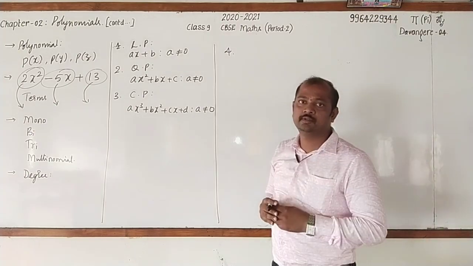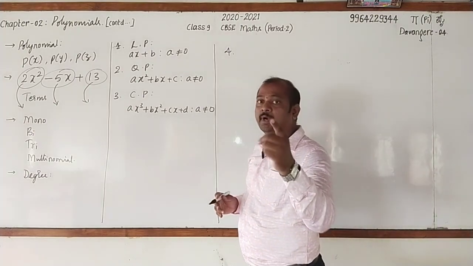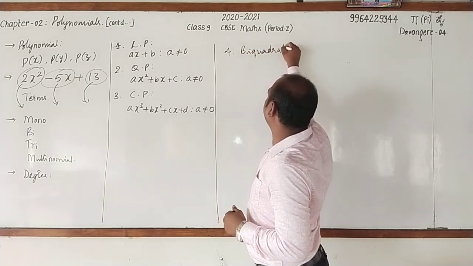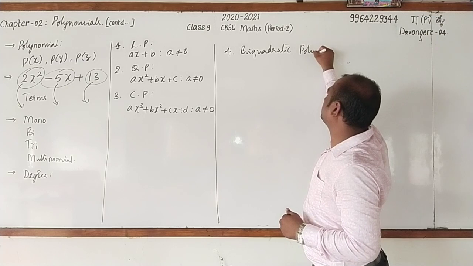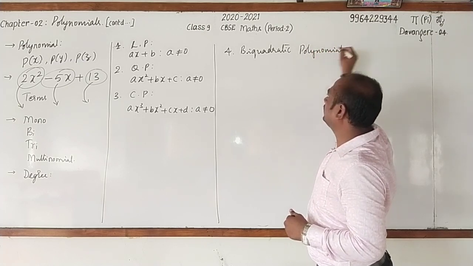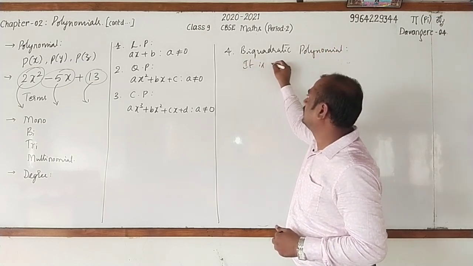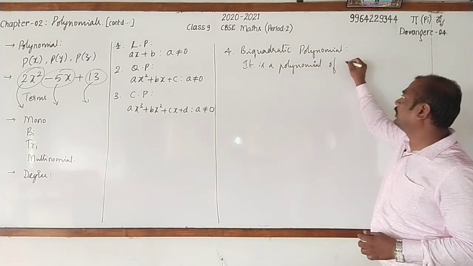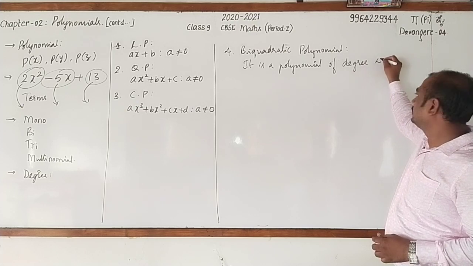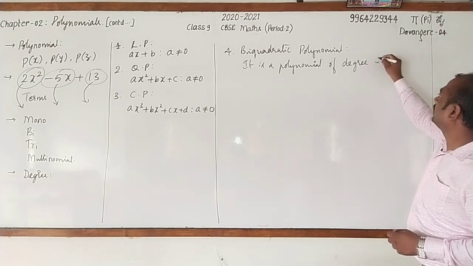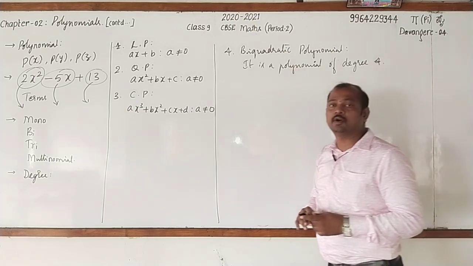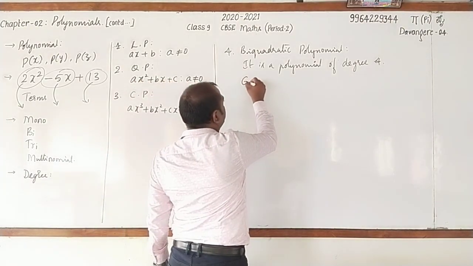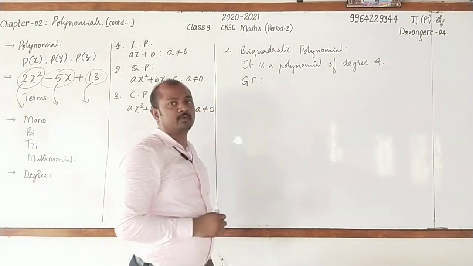What is it called? It is called a biquadratic polynomial. Yes, just to recall the definition of biquadratic polynomial. It is a polynomial of degree what? Yes, degree 4. A polynomial of degree 4 is called a biquadratic polynomial. And tell the general form or standard form of this biquadratic.